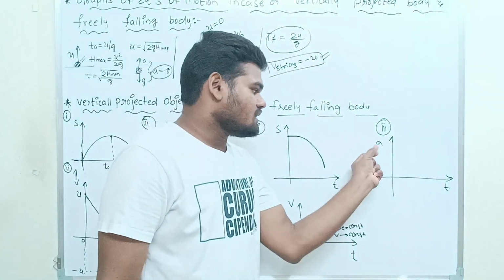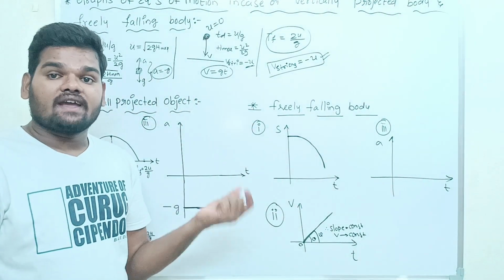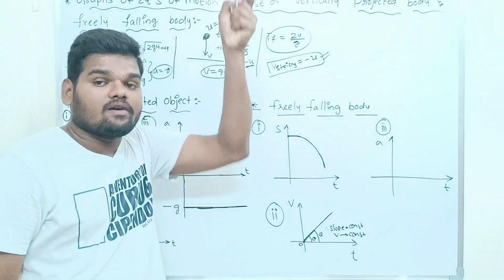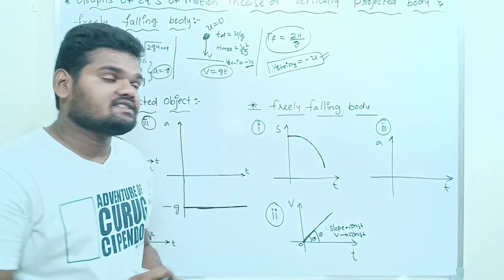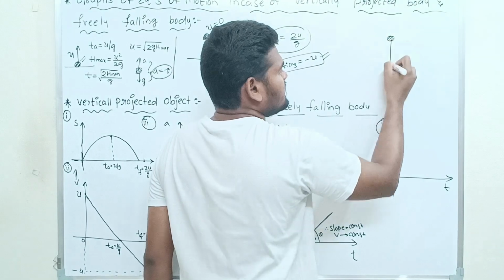Are you getting? If it comes to the acceleration versus time graph, whenever the object is moving towards the ground, the acceleration due to gravity is plus g. So the object is moving towards the ground.